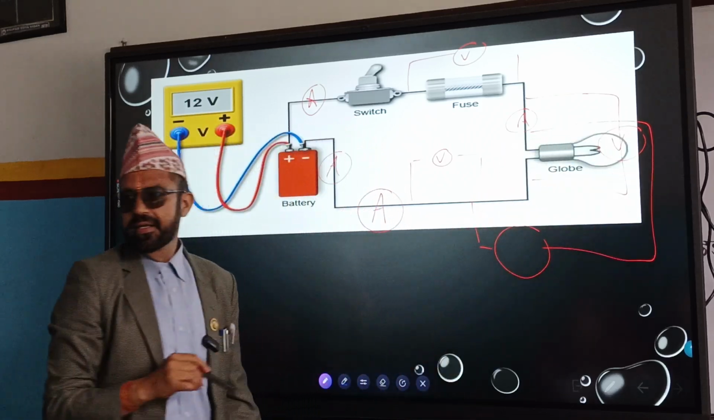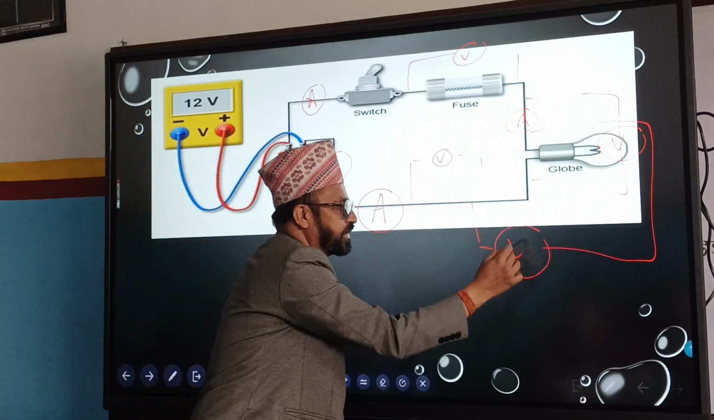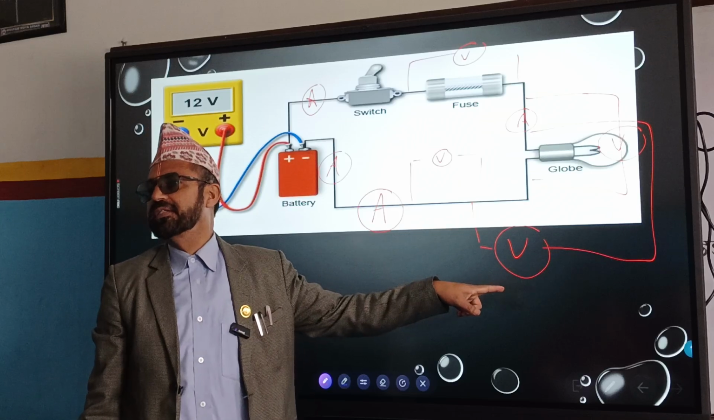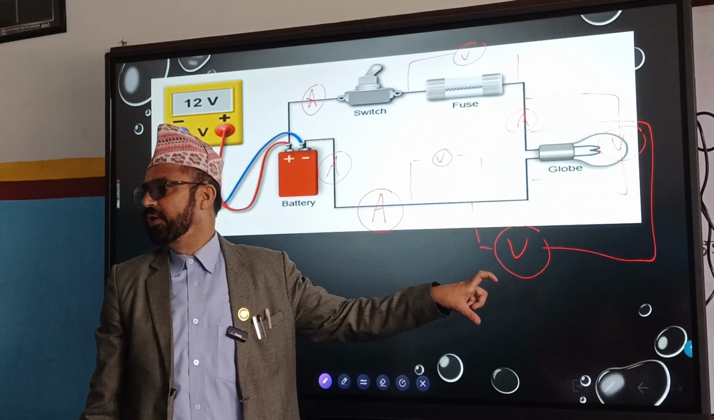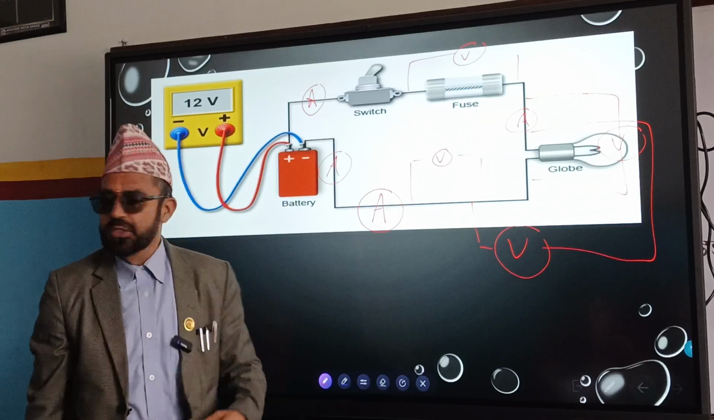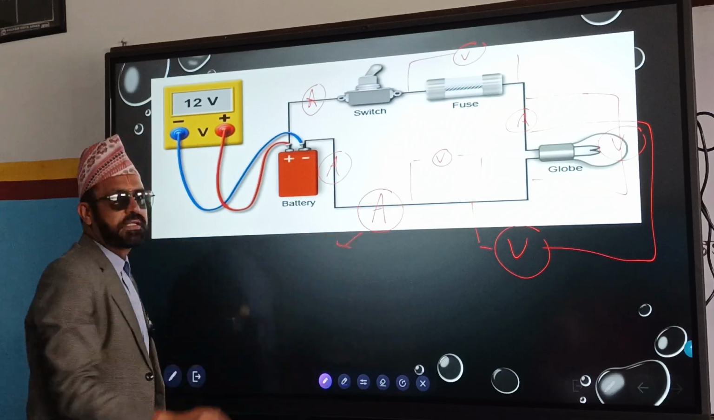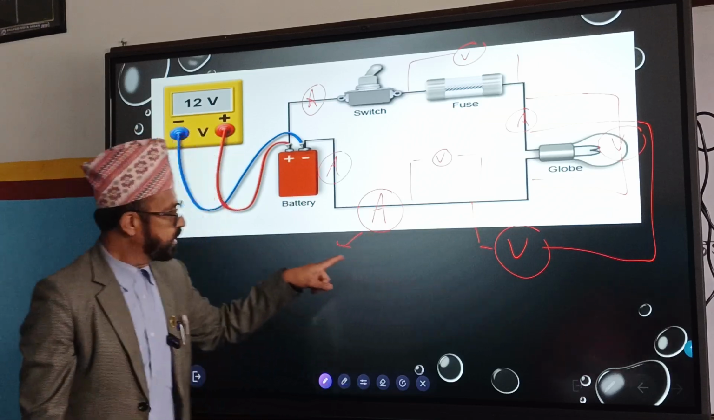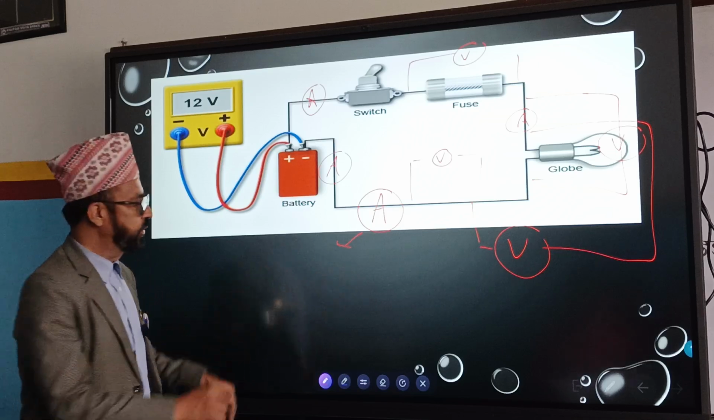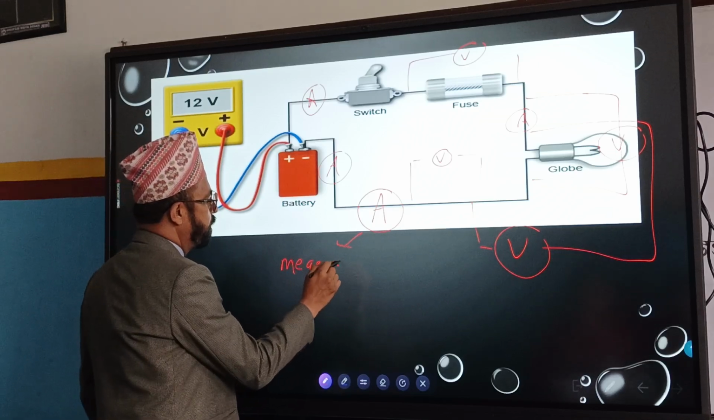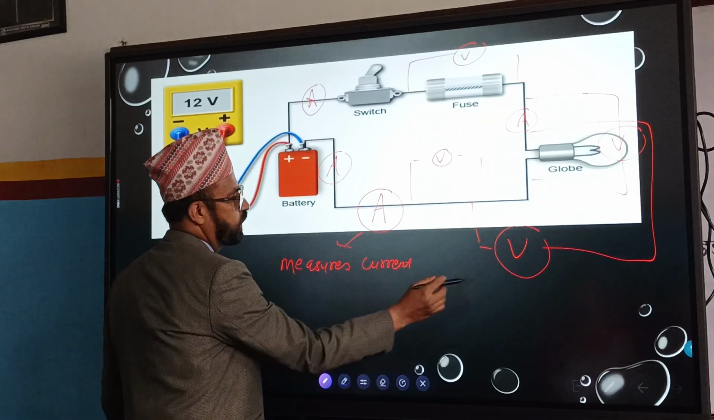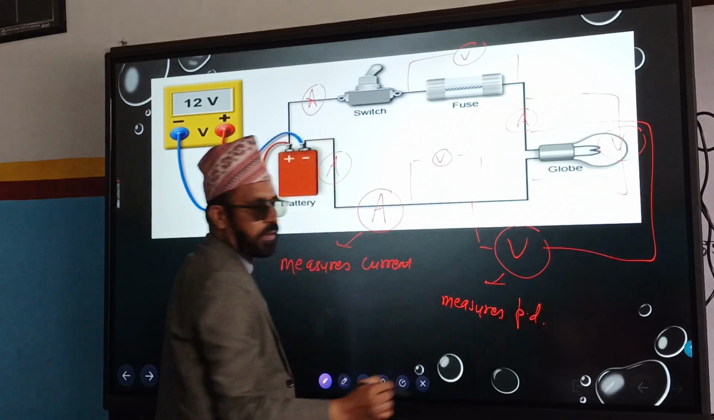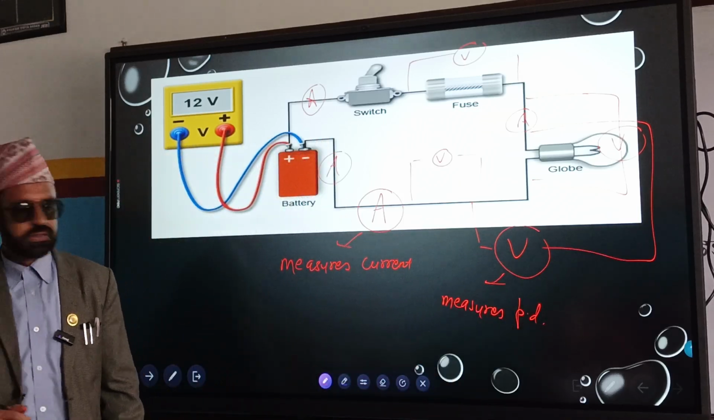What to write here? A or V? V. Parallel is here. In the same line, that is series connection. If it is connected in between 2 points, what is it? Parallel. Got the idea? So the ammeter is connected in series connection. The voltmeter is connected in parallel connection. What does the ammeter do? Children, what does the ammeter do? Measures current. What does the voltmeter do? Measures what? Potential difference.